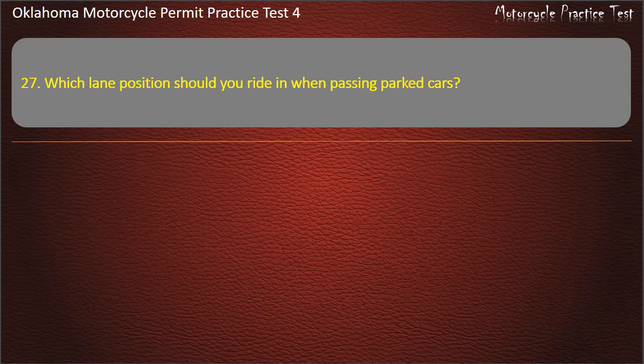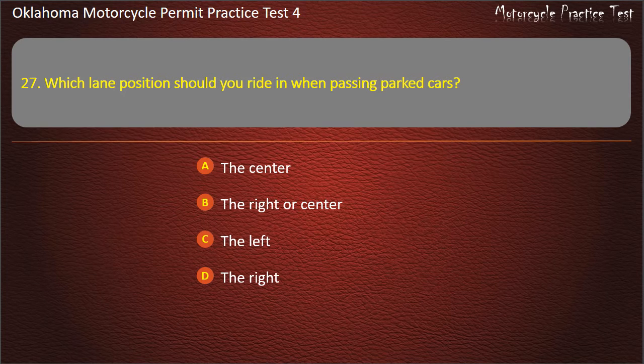Question 27. Which lane position should you ride in when passing parked cars? The center. The right or center. The left. The right. Answer. The left.